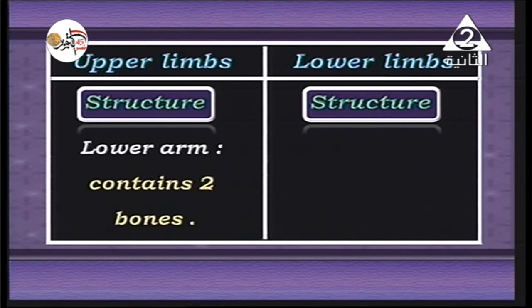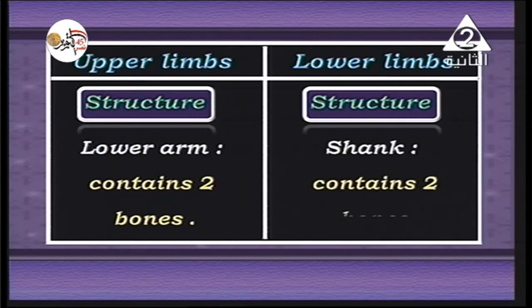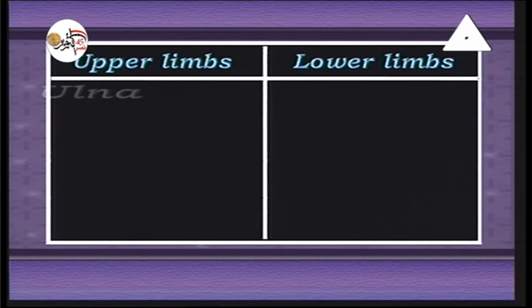Upper arm, it is supported; lower arm supported by 2 bones, okay? While lower limbs, yes, excellent, also 2 bones. Here 2 bones and here 2 bones. I need someone to tell me the 2 names of the lower arm bones and the 2 bones of the lower limb.